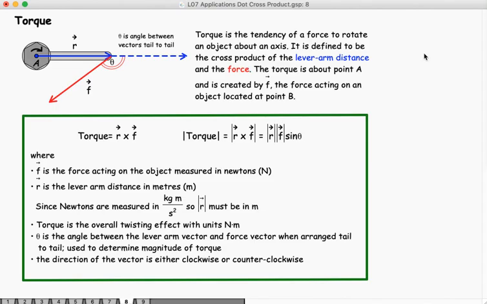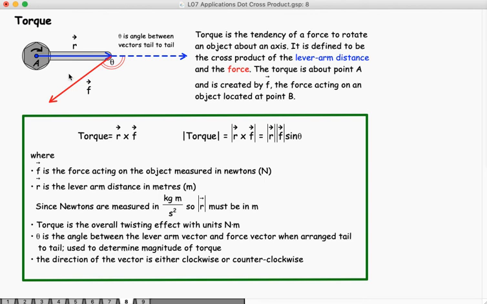All right, that leaves us with one last application of dot and cross product, and what we're going to look at next is torque. You may or may not have taken physics, so I'm just going to quickly define what torque is. It's the tendency of a force to rotate an object about an axis. It's defined to be the cross product of the lever arm distance and the force. So imagine using a wrench, which I've tried to show you here.